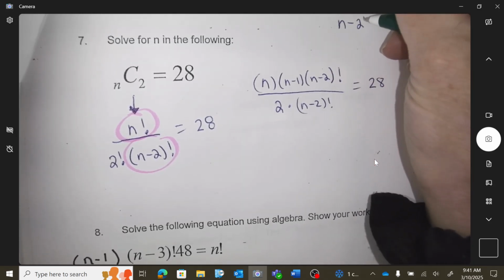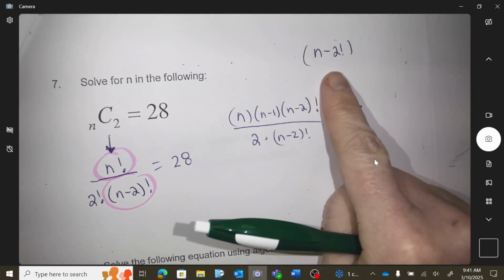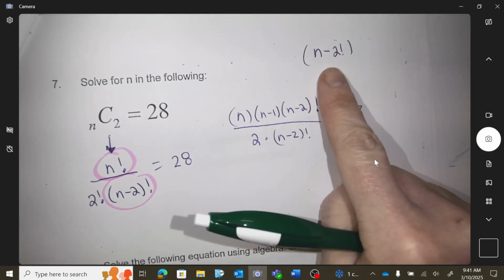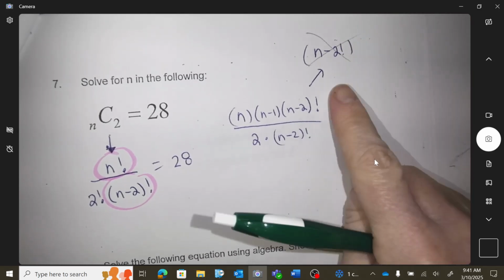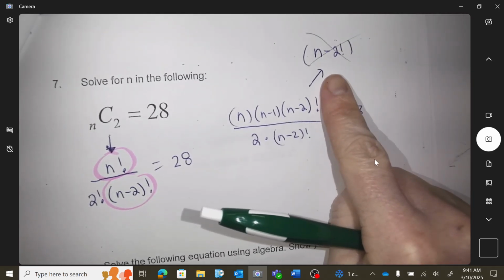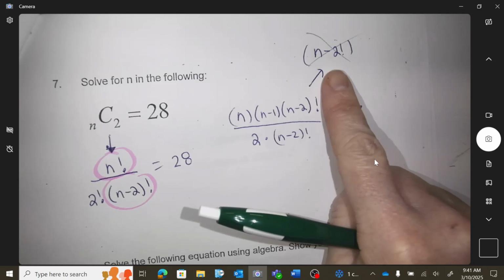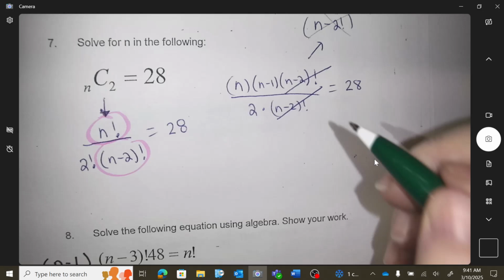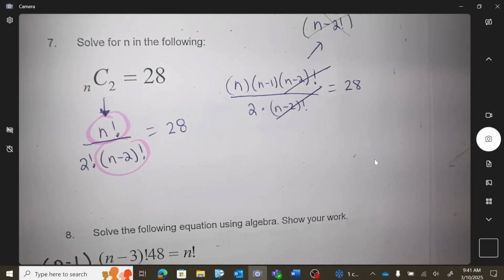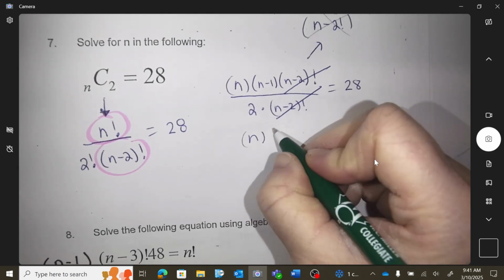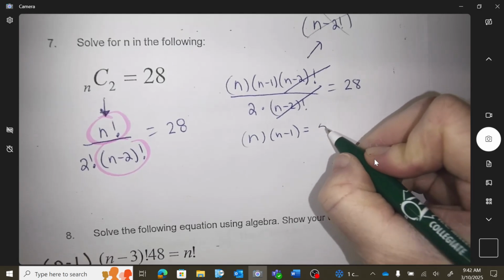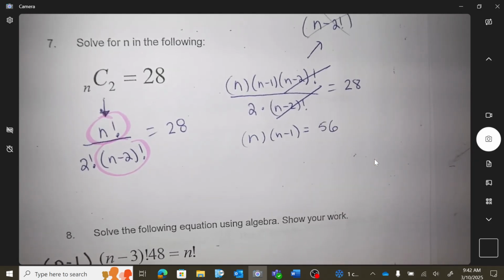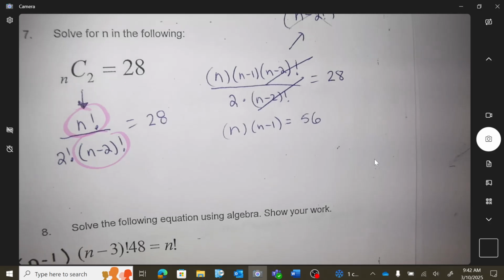FYI, sometimes I get this. This is an error. Do you see that? That's an error. They put their factorial on the wrong thing. So don't do that. That's a very easy thing to do, right? So just be careful. Small things. Okay, so here's what I'm going to do. Cancel, cancel. Are you guys okay if I multiply by 2? Is that okay? Multiply by 2 was that idea.